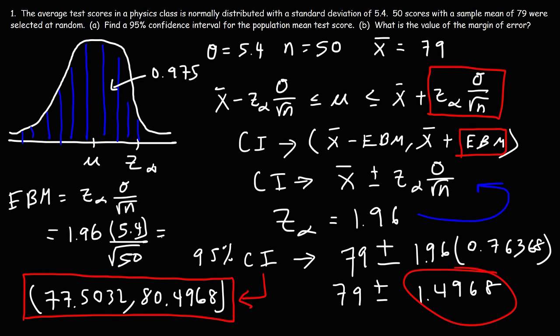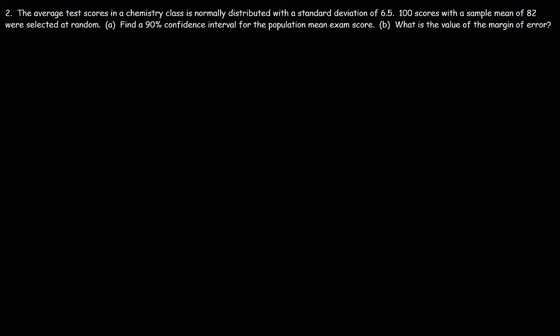So if you were to type this in your calculator, you should get 1.4968. So that is the error bound for the mean. That is the value of the margin of error.